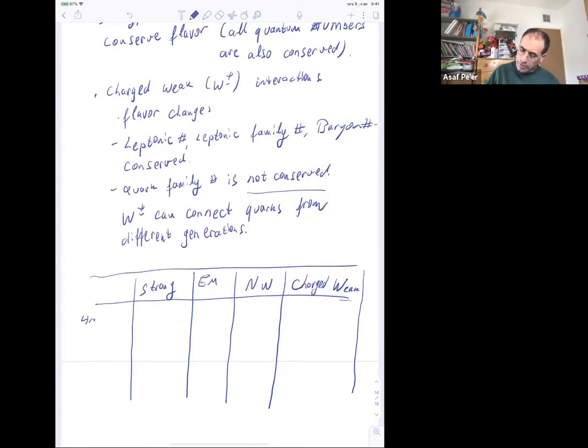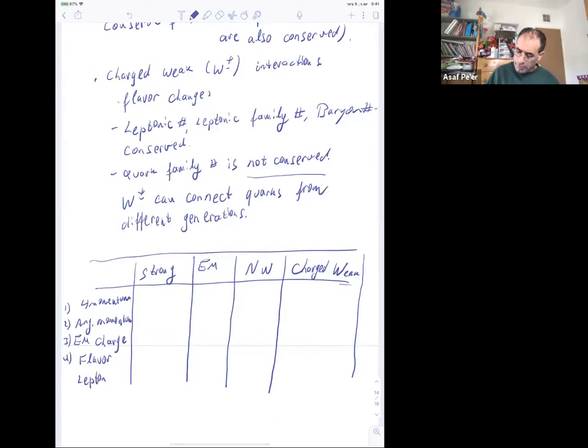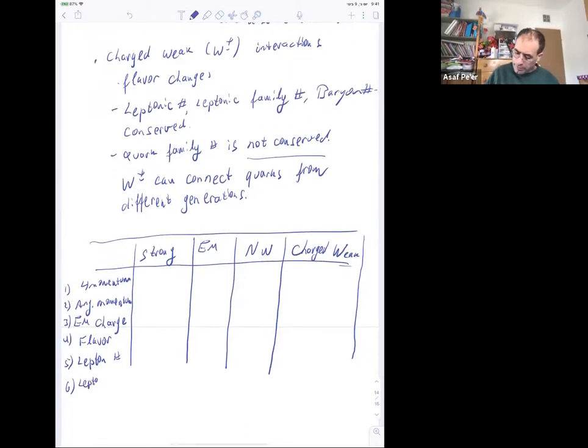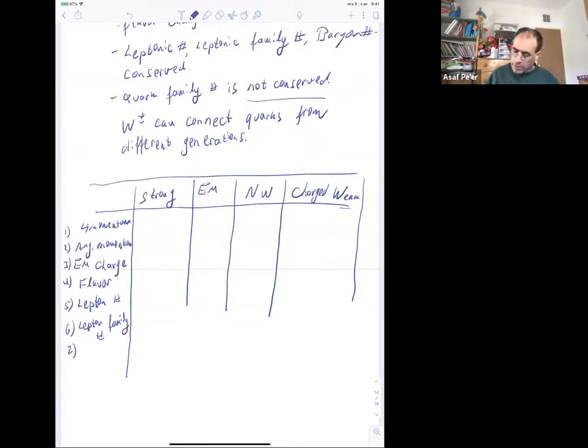Then let's see, for momentum, angular momentum, electromagnetic charge, flavor, then lepton number, and then lepton family number, and then baryon number, and then quark family.